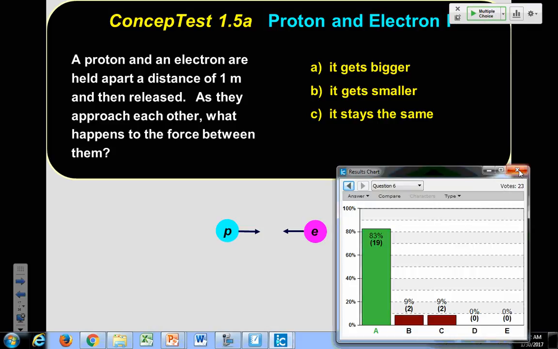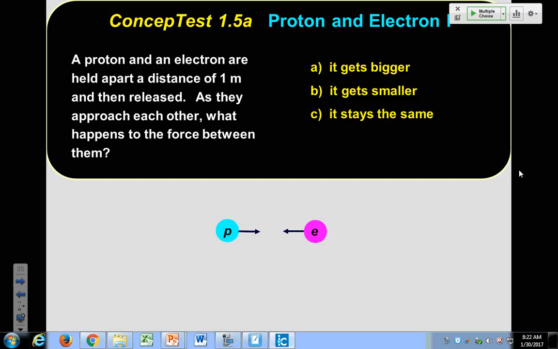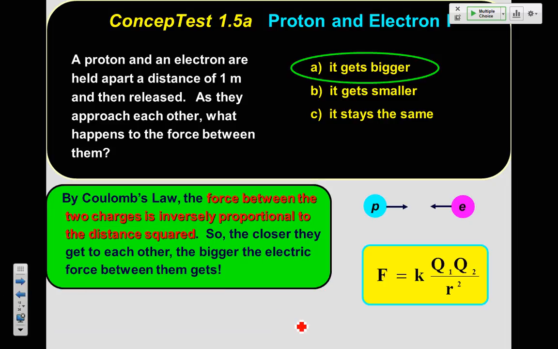Okay, good. The force does get bigger because remember, that force is kqq over r squared. And so if I let r get small, and that's what's happening here, they're getting closer together. As r gets small, the force gets big, precipitously big. It gets big really fast because it's that 1 over r squared dependence.